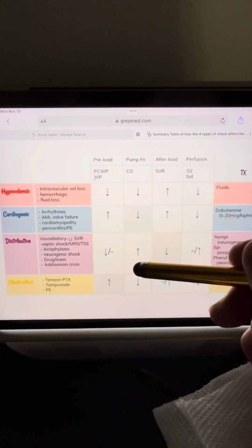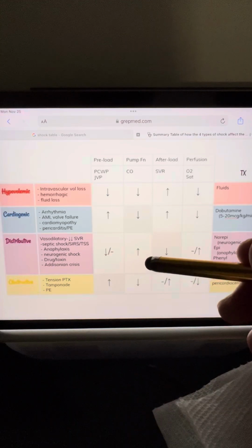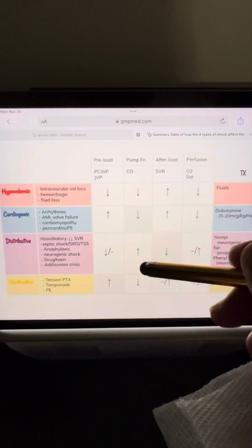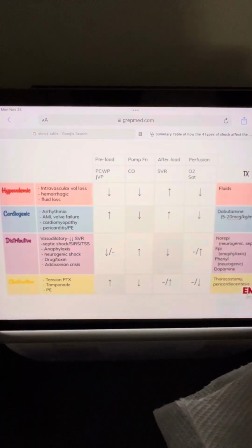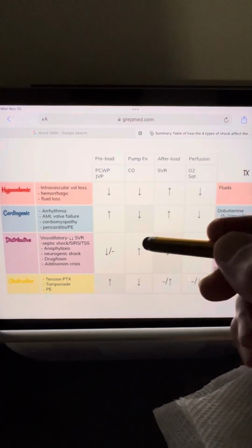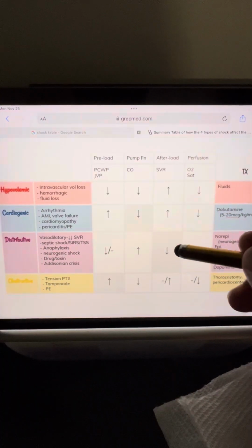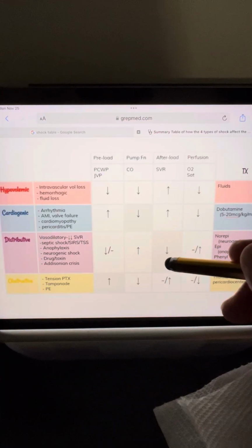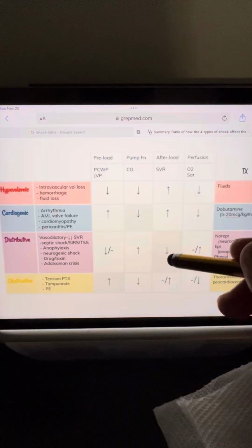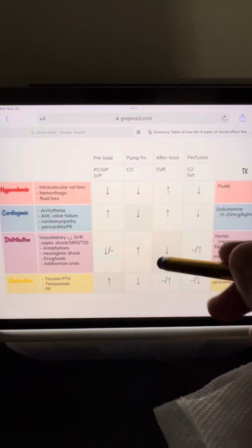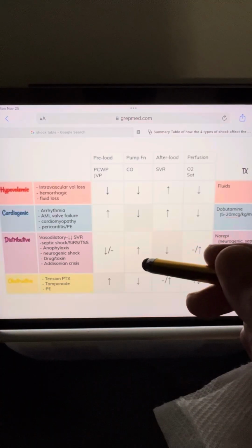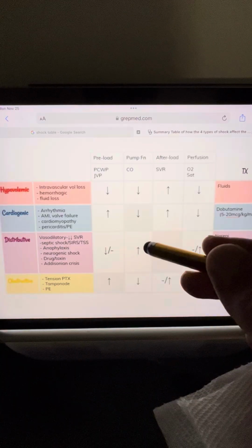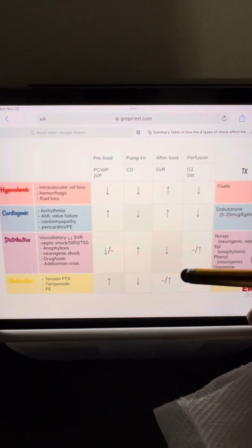Now what's going to happen is the cardiac output is going to increase. Now, why is it increasing? It is increasing to try and compensate for the decrease in the systemic vascular resistance. Does that make sense? Because essentially the systemic vascular resistance is decreasing, so the cardiac output has to increase to compensate for it.